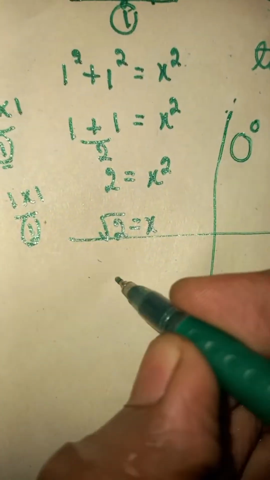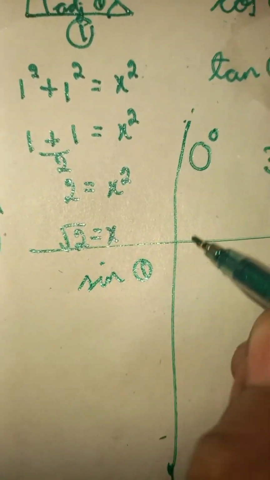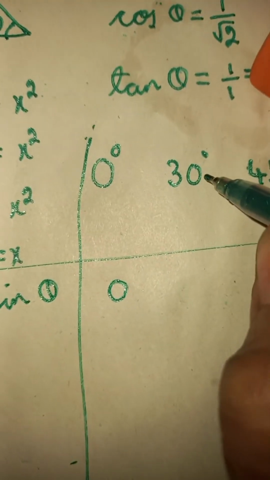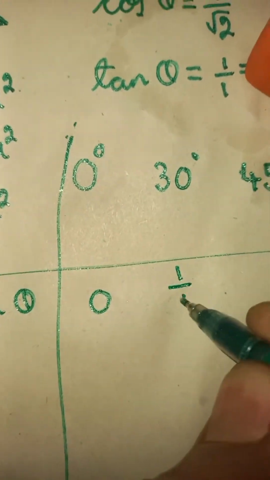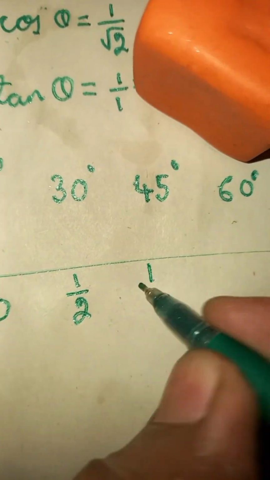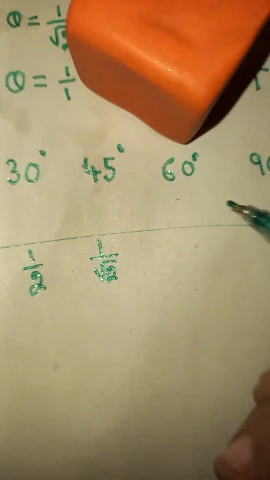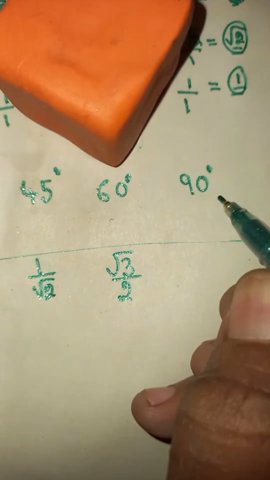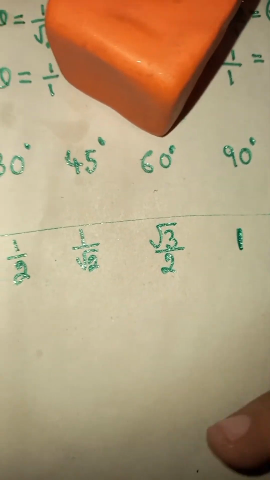Let's start with sine theta. Sine of 0 degree remains as 0. Sine of 30 degree becomes half. Sine of 45 degree becomes 1 by root 2. Sine of 60 degree is root 3 by 2. Sine of 90 degree is equal to 1.